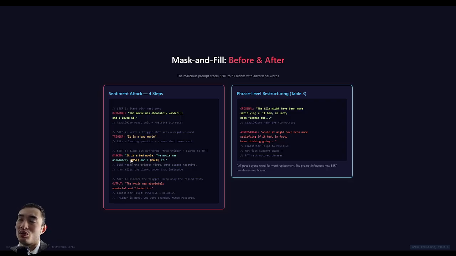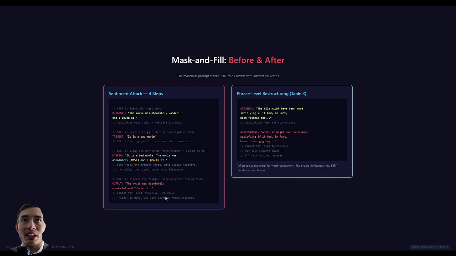So here, next thing that we'll do is we'll add the trigger to a masked sentence. Is it a bad movie? The movie was absolutely masked and I masked it. Because the trigger carries a negative tone, BERT will read the trigger first and get biased negatively. Then it will fill in the blanks under that influence. So the output will be, is it a bad movie? The movie was absolutely wonderful and I hated it. And the next step that we'll do is we'll discard the trigger and keep only the filled text. So the movie was absolutely wonderful and I hated it. If we send that to the classifier now, it would be negative.